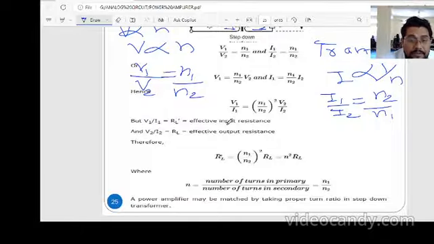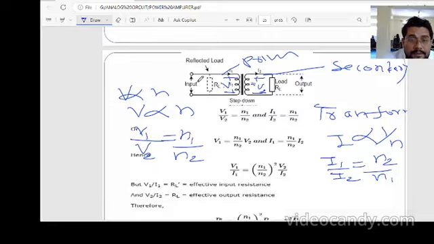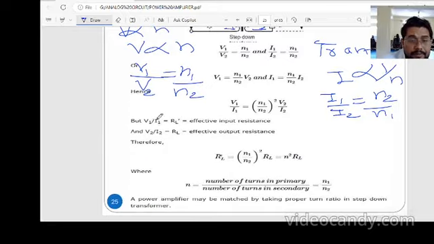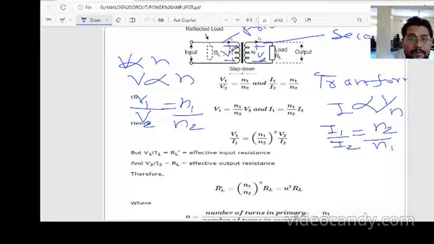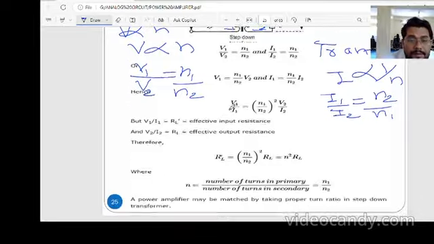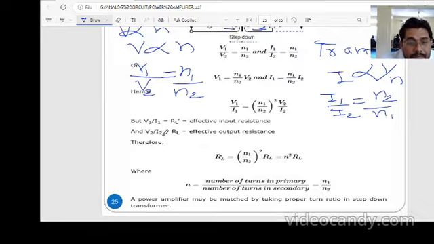This is called the effective resistance of the input voltage. Here this is called the effective resistance, V1 by I1, R1, of the primary coil. We take the primary coil voltage and primary coil current. And V2 by I2 is called the effective output resistance. Effective input resistance, and this is effective output resistance.